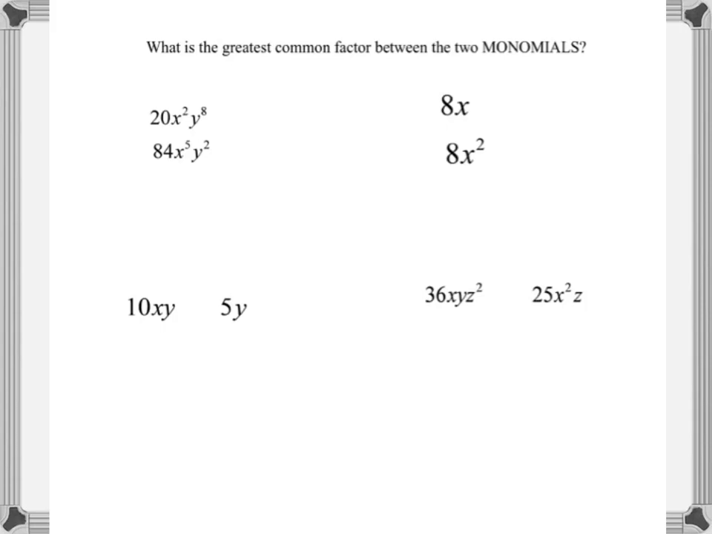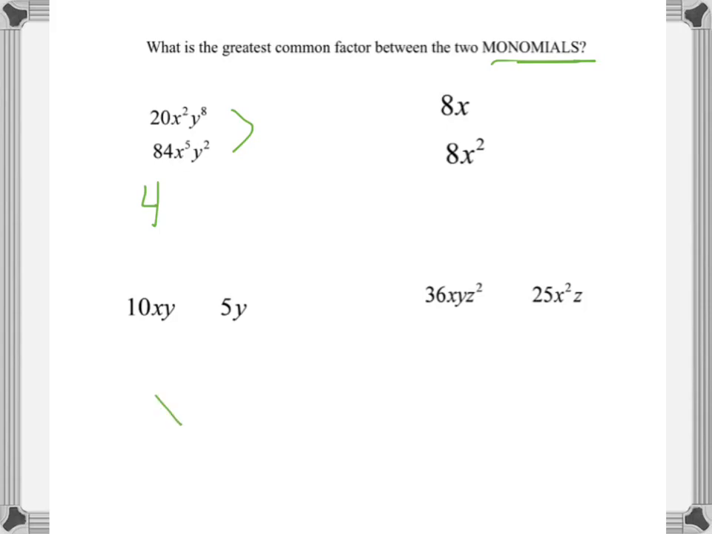Okay, so how do we find the greatest common factor between two monomials? Now we're going to talk about the algebra. The way that we do it is we think about the GCF between the coefficients first. So the GCF between 20 and 84, we said before, was 4. We used the last page to develop that.